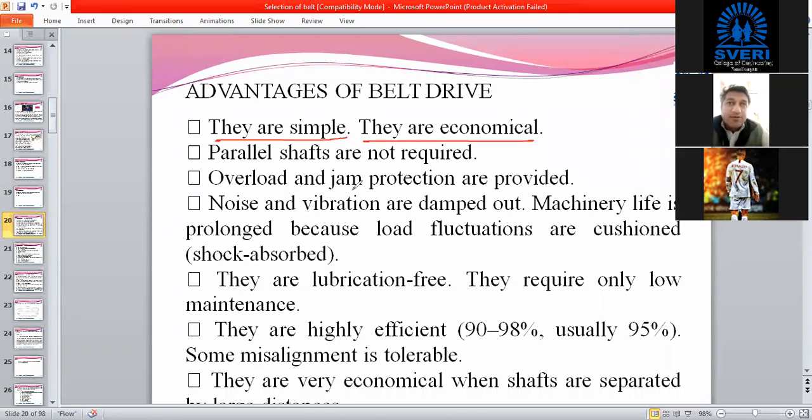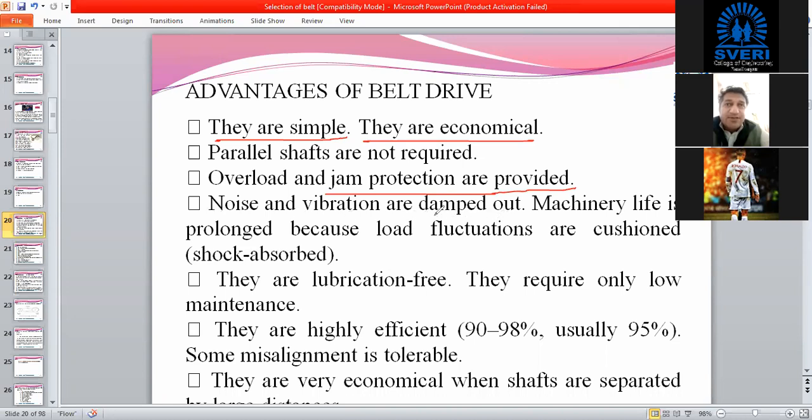Then overload and jam protections are provided. That is nothing but, if the load is increased suddenly, then the belts slip. That's why, as I have already told you, it is going to become an advantage also. The belts will slip and the rest of the breakage will be stopped, and hence we can say again it is going to become more economical.